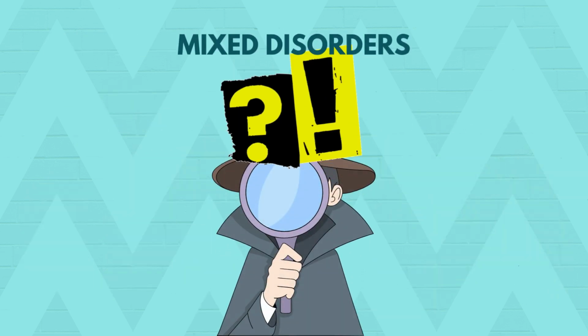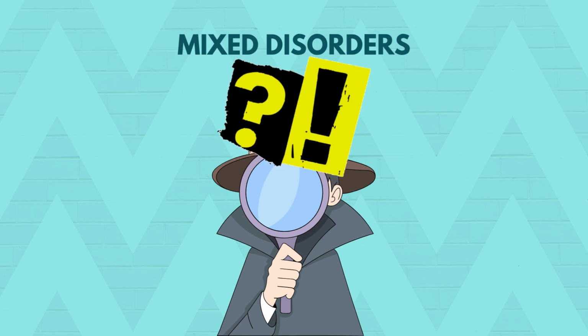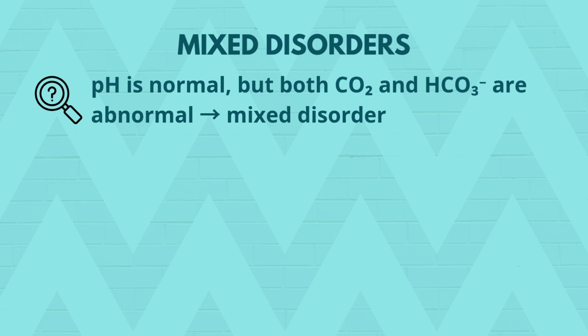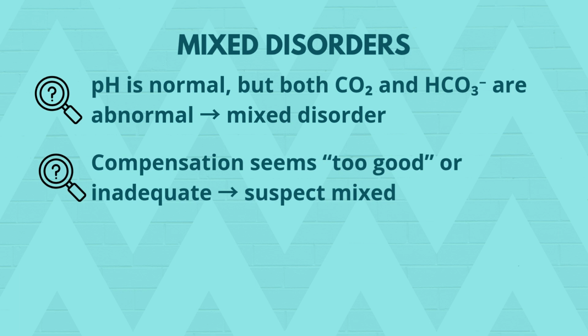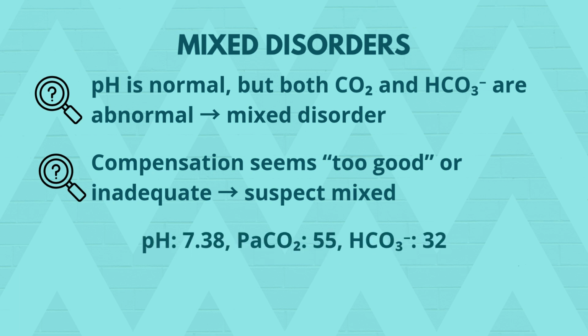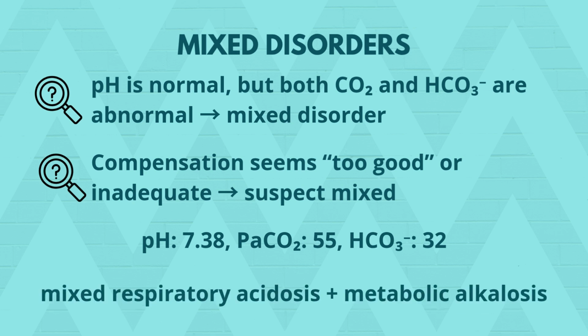Sometimes you'll have 2 or more disorders at once. The clues are that the pH is normal, but both carbon dioxide and bicarbonate are abnormal. You're speaking of a mixed disorder then. If compensation seems too good or inadequate, it's a suspected mixed disorder. For example, a pH of 7.38, a carbon dioxide of 55, and a bicarbonate of 32. It's a mixed respiratory acidosis plus a metabolic alkalosis.